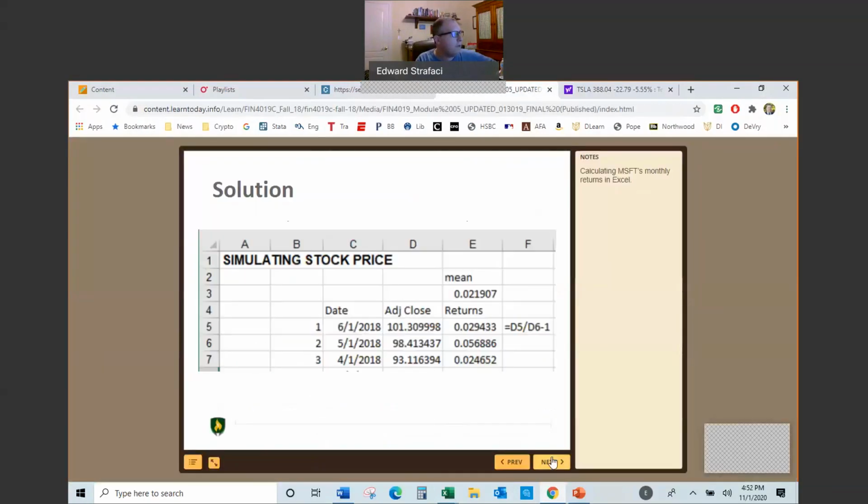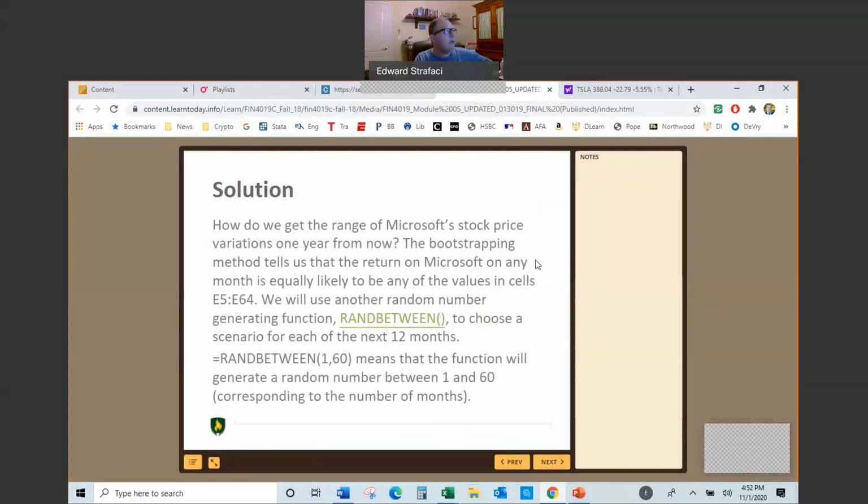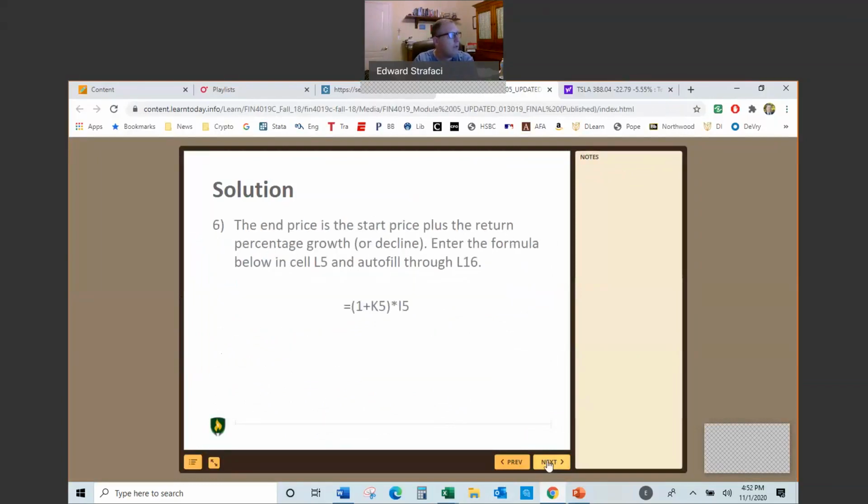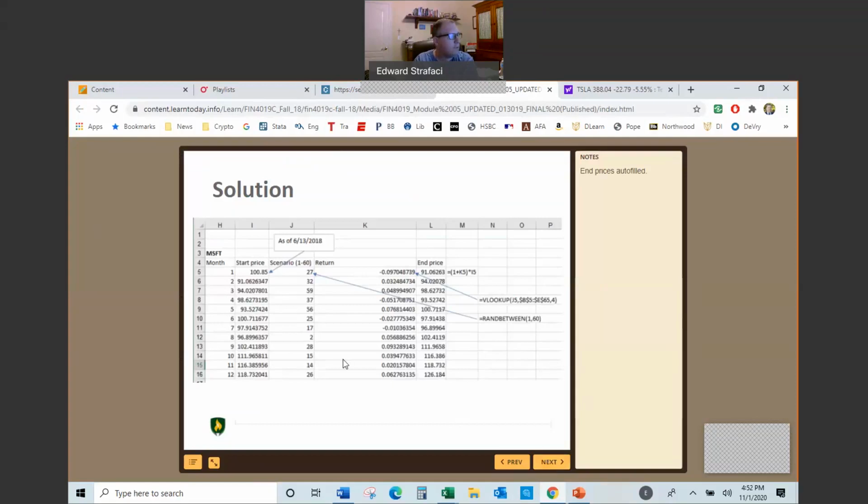So we're going to plug that in. We're going to calculate the monthly returns. And how do we get the range of Microsoft stock? The bootstrapping method tells us that the return on Microsoft in any month is equally likely to be any of the values that we put in, and it'll randomly pick. And by random, it means the function will generate a random number between 1 and 60, corresponding to the 60 months that we put in. And we'll do a VLOOKUP, so we pick out the ones we want. And the end price is the start price plus the return of growth by looking at those returns that we picked.